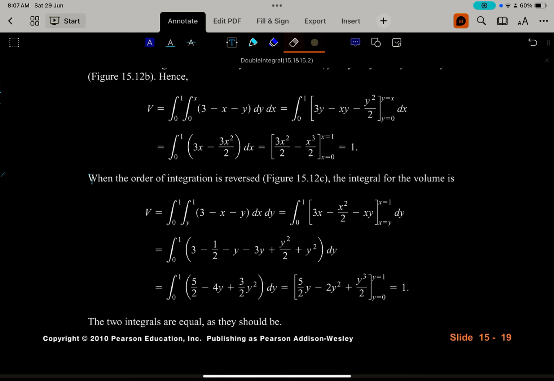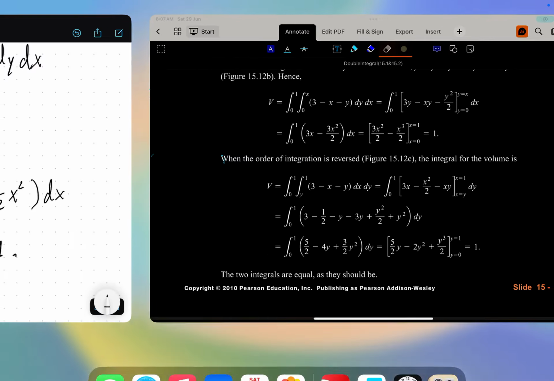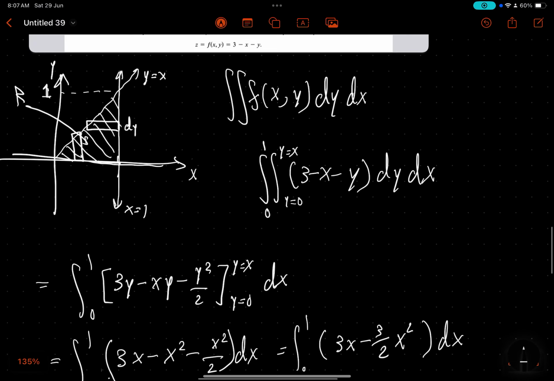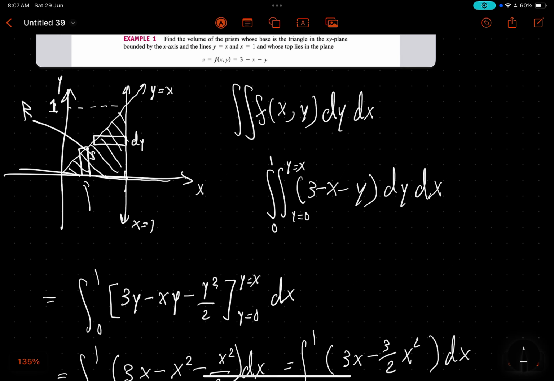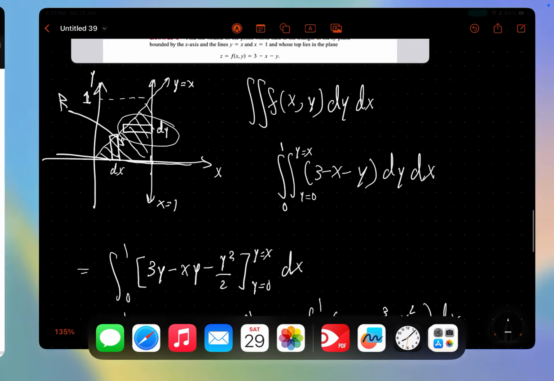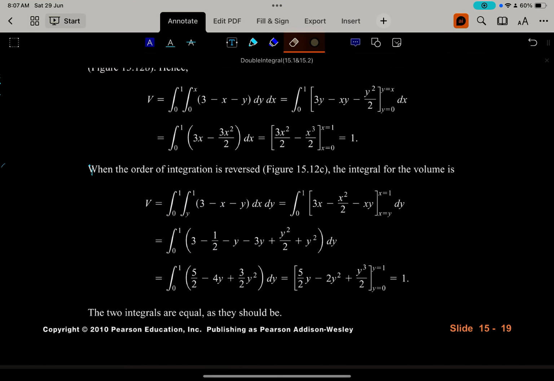And there is also another way of finding this volume. Basically you can find this volume by integrating first with respect to x and then with respect to y, or basically doing the vertical boxes method. We did the other method, but if we want to do vertical boxes, we need to integrate with respect to x first and then with respect to y, and at the end it will yield the same answer.